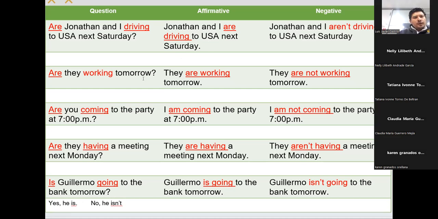Are they driving to USA next Saturday? Very good. Are they working tomorrow? They are working tomorrow. Are you coming to the party at 7 p.m.? I am coming to the party at 7 p.m. Are they having a meeting next Monday? They are having a meeting next Monday.